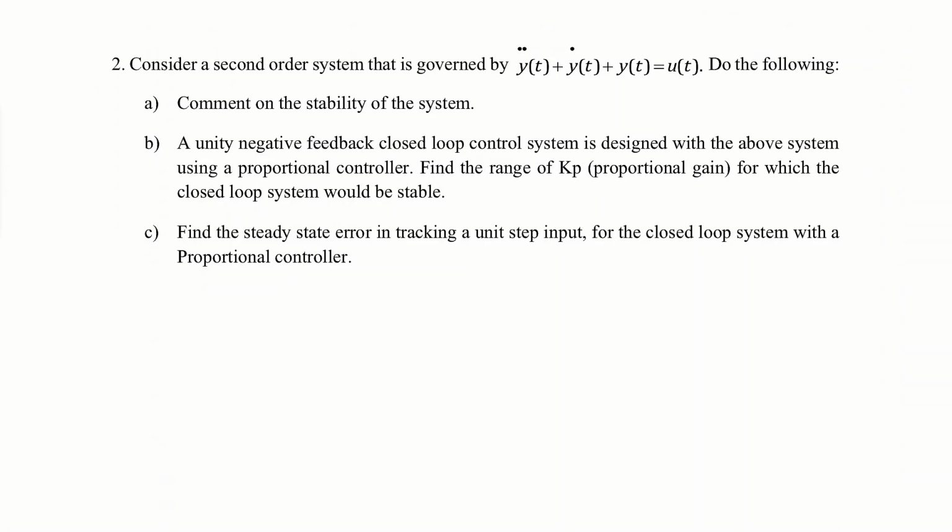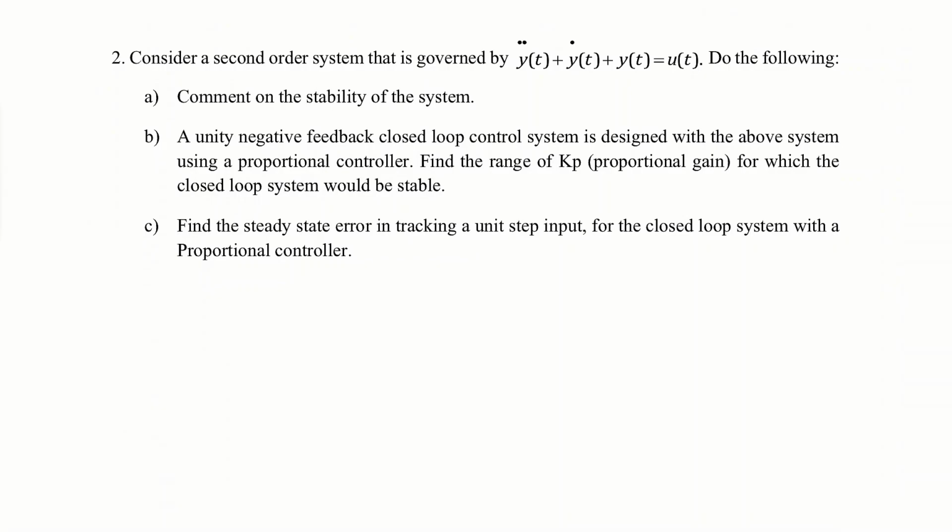Coming to the second question, we are considering a second order system that is governed by this differential equation. We have to do the following: comment on the stability of the system, and then we'll have a proportional controller, and we'll design a unity negative feedback closed loop system. We'll find the range of Kp for which the system would be stable. And finally, we'll find the steady state error in tracking a unit step input.